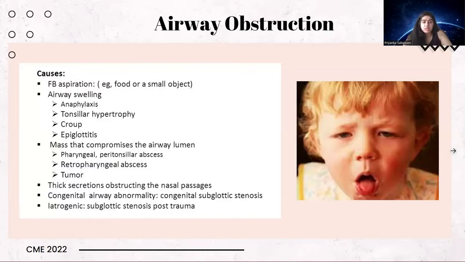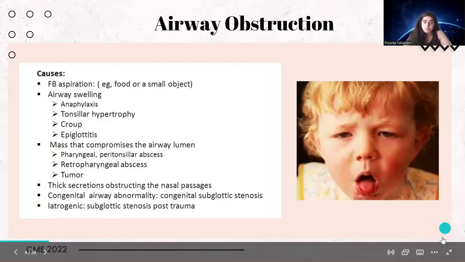Thick secretions obstructing nasal passages also will not be acute, but it will not exactly be chronic or very slowly developing. Congenital will obviously be chronic, and iatrogenic is also seen afterwards. It's seen very late. It does not present itself very acutely. It will be a subacute stenosis or subacute obstruction.